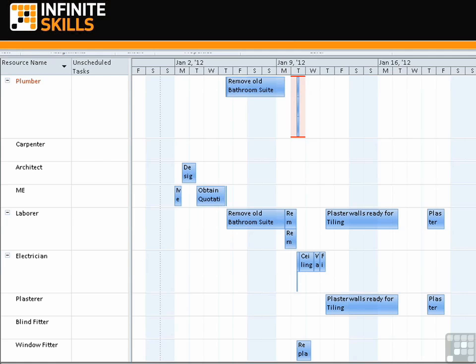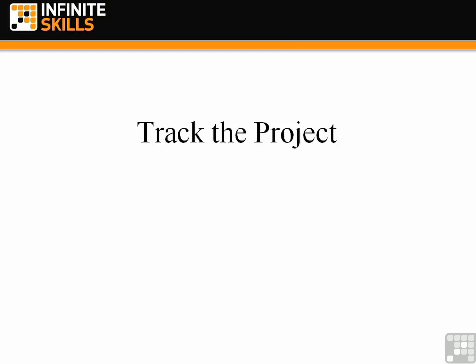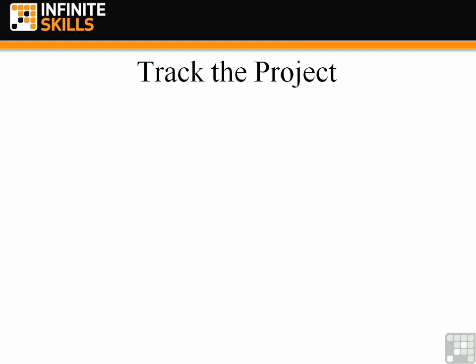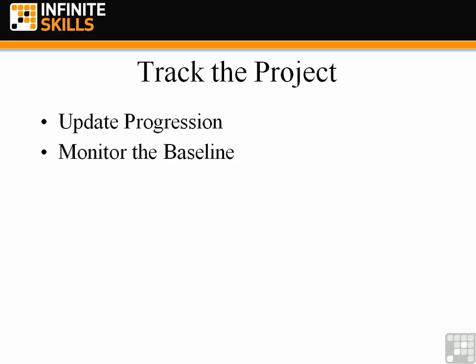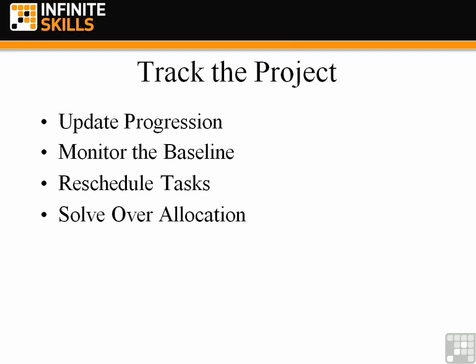Once your project is created, saved, ready to go, we can track the progress of the project by updating the task progression as you go. Is the job complete? Is it halfway done? We can monitor that progression against the original baseline to see how far off you are against your original plan. You can reschedule tasks to help regain that baseline. Look at resolving any over allocation of resources where a resource might be carrying out 2 jobs at one time, and all this will help you reach your dream.